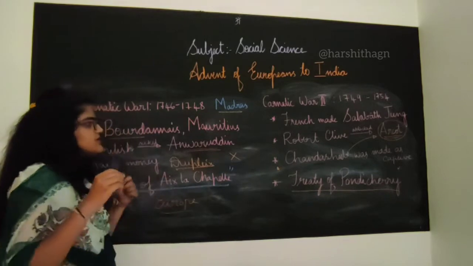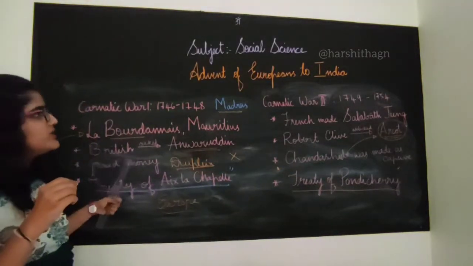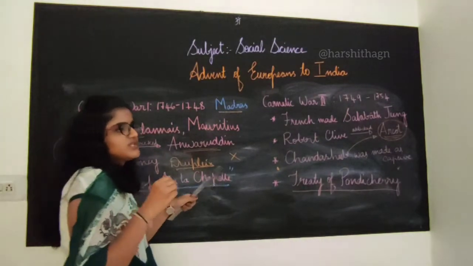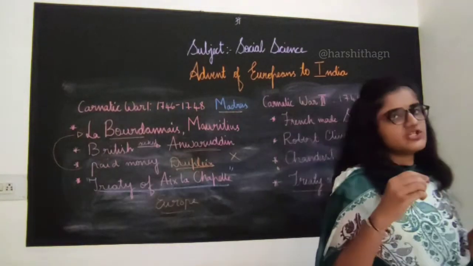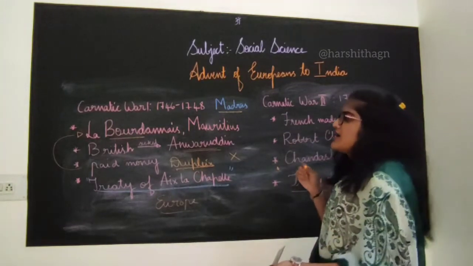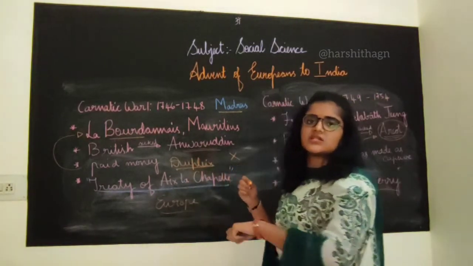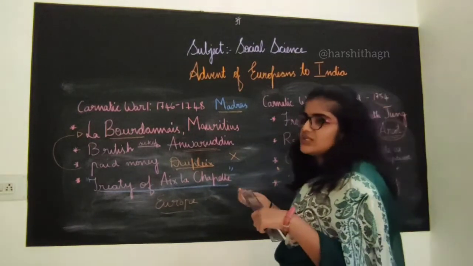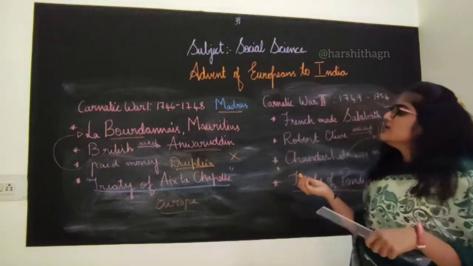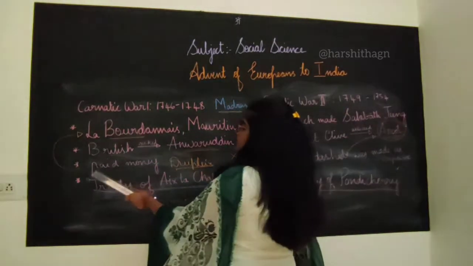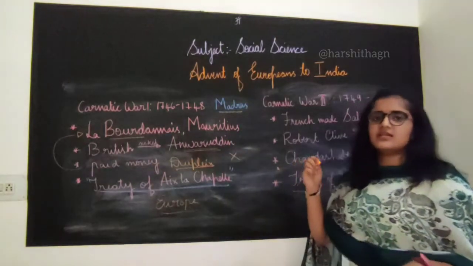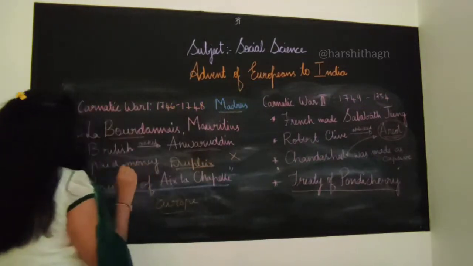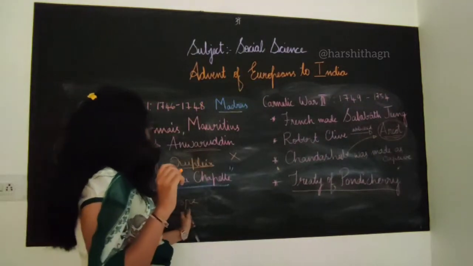Just remember the key points of both wars, Carnatic War 1 and Carnatic War 2. In the first, the main actor was Dupleix. Dupleix captured Madras with the help of La Bourdonnais, who was from Mauritius. The British sought the help of Anwaruddin, but it was a failure. So the British paid money to La Bourdonnais and he went back to Mauritius, and thus the war ended with the Treaty of Aix-la-Chapelle.